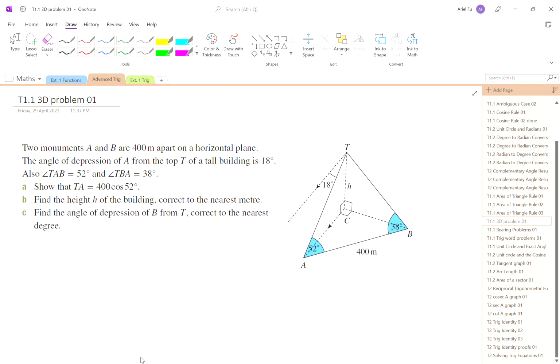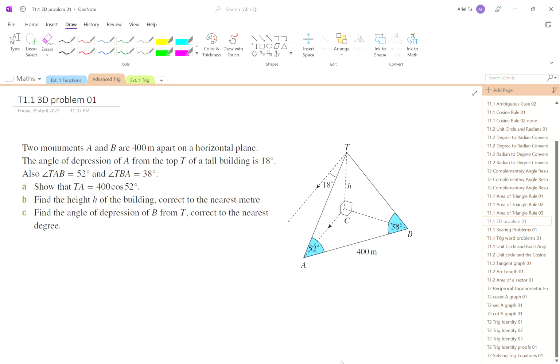Okay, let's take a look at this problem that was taken out from the Cambridge textbook on 3D trig. It says two monuments A and B are 400 meters apart on a horizontal plane. The angle of depression of A, so looking down, to A from the top T is 18 degrees. There we go, that's 18 degrees. And it says the angle TAB is 52 degrees, and angle TBA is 38 degrees.